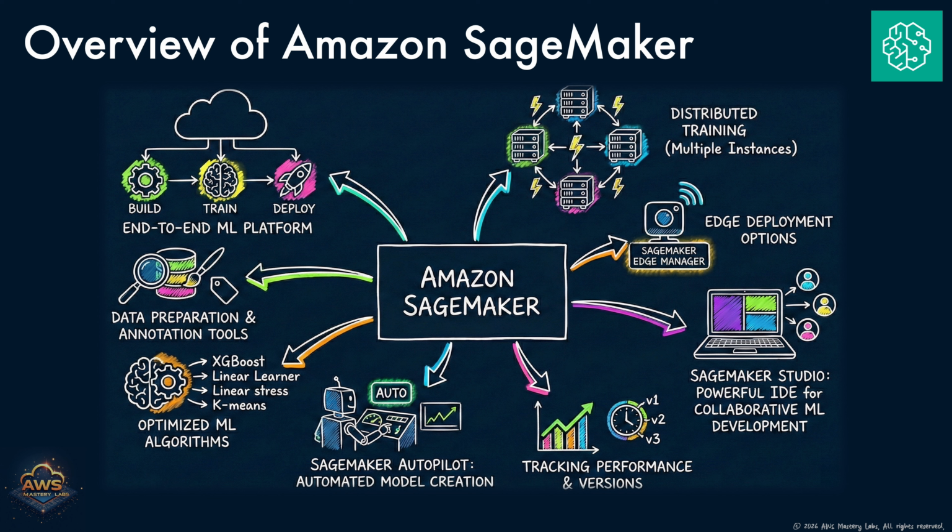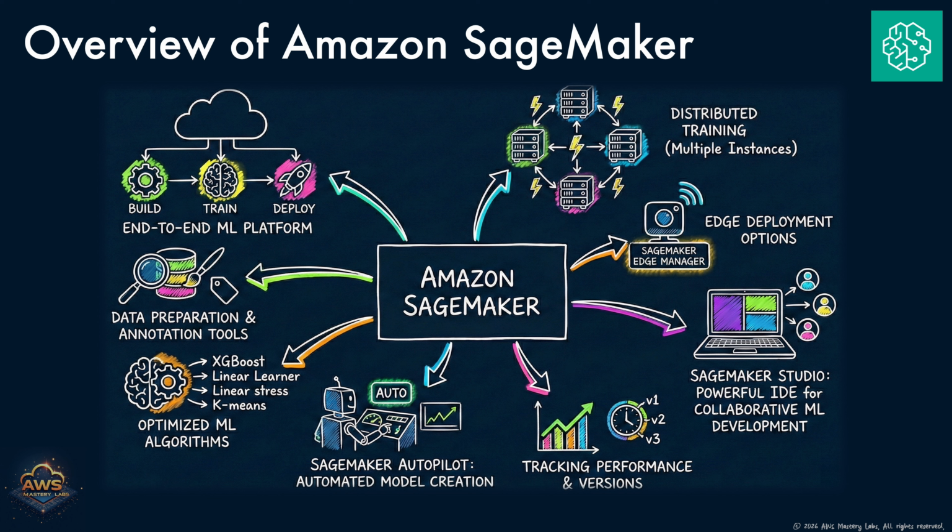Amazon SageMaker is AWS's fully managed service for machine learning, and it's designed to support every step of the ML lifecycle. Whether you're a data scientist, a developer, or just starting out, SageMaker provides a powerful set of tools to help you build, train, and deploy machine learning models quickly and at scale. At its core, SageMaker is an end-to-end ML platform. That means it covers the entire machine learning workflow, from collecting and preparing data to training models, tuning them for better performance, and deploying them into production.